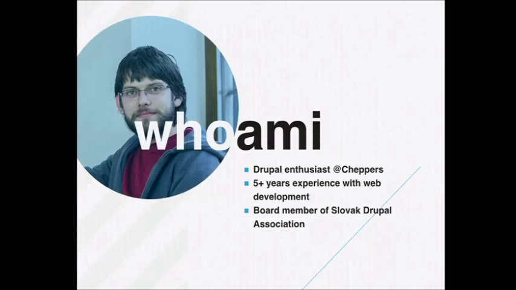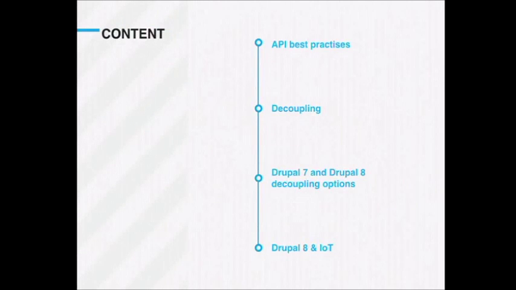So what we are going to talk about in this presentation. In the beginning, I will talk a little about API designing best practices. Then I will tell what decoupling is and how we can use it in Drupal 7 and in Drupal 8. And in the end of my presentation, I will get to my hobby project where I use Drupal 8 and Internet of Things.